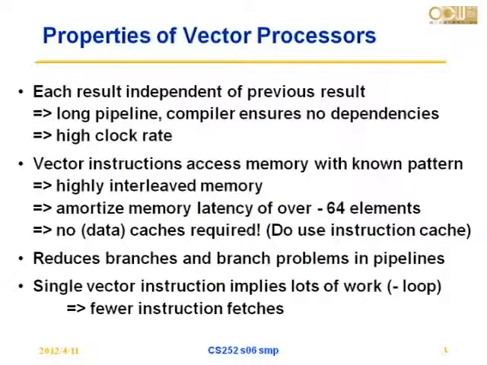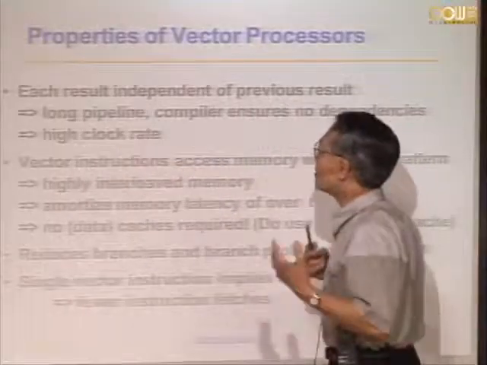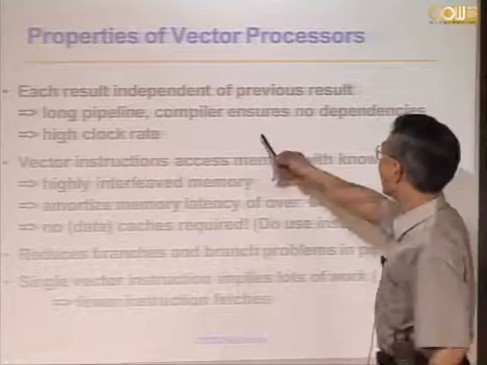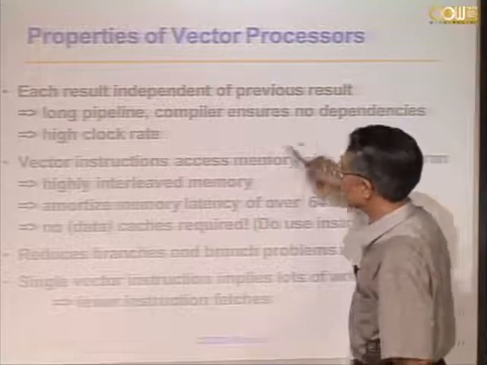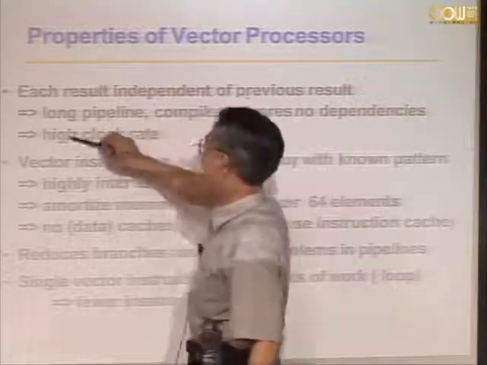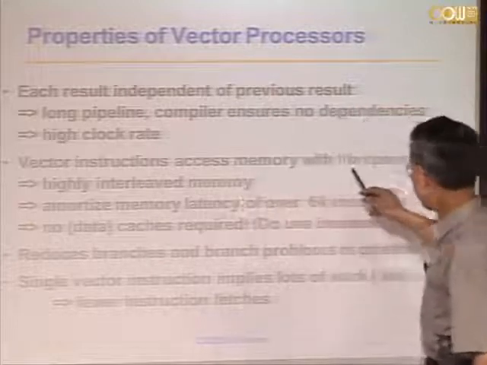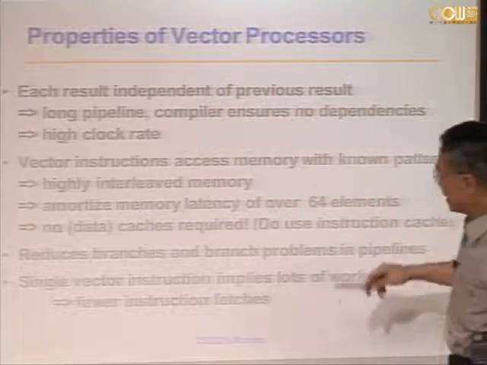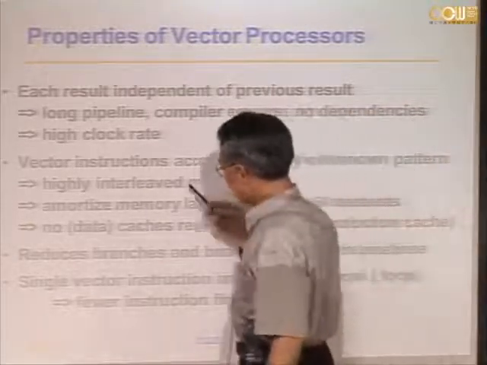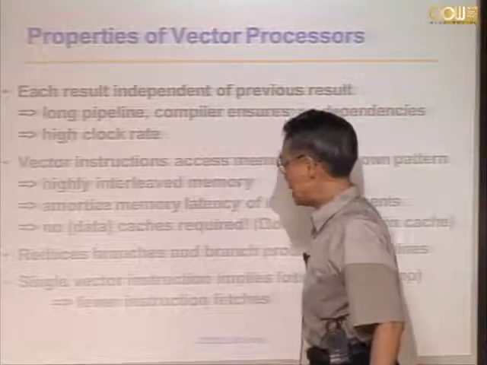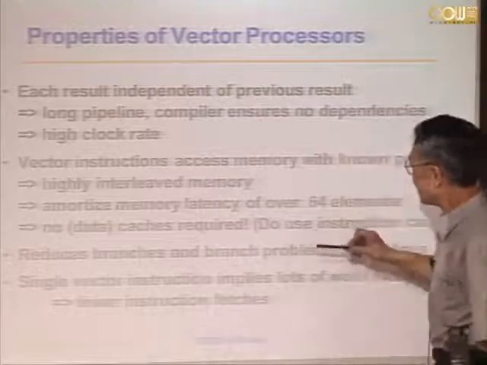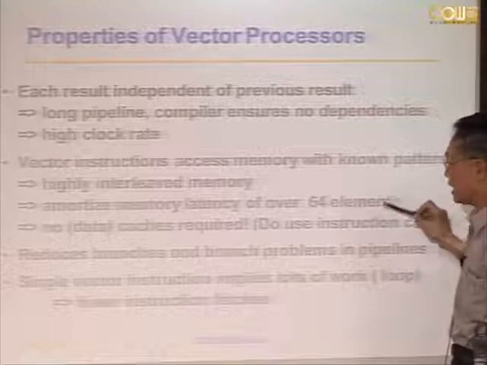Okay, properties of vector processing. Very quickly, each result is independent of previous result. So we can tolerate long pipeline. Compiler ensures no dependencies, so we can have high clock rate design. So vector instructions access memory with known pattern. We can interleave the memory and use it very efficiently. This can amortize memory latency over 64 elements.